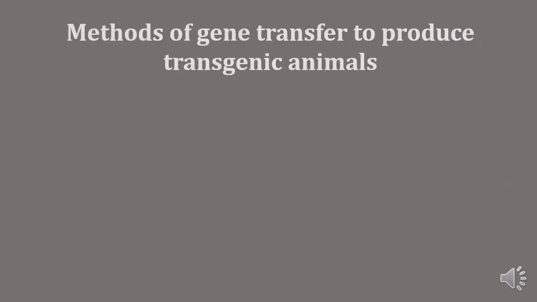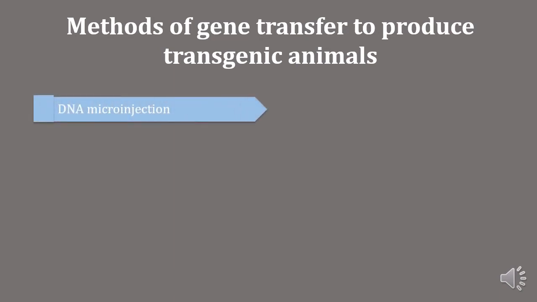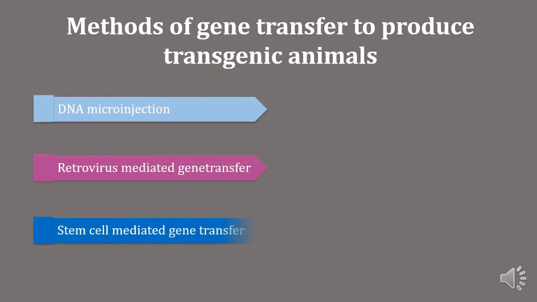Methods of gene transfer to produce transgenic animals include DNA microinjection, retrovirus mediated gene transfer, and stem cell mediated gene transfer.